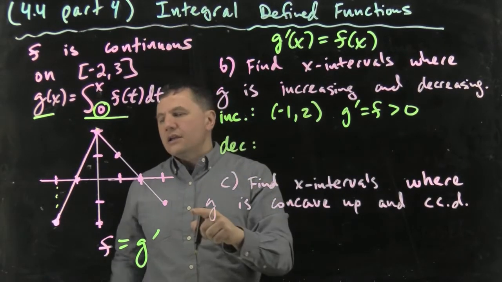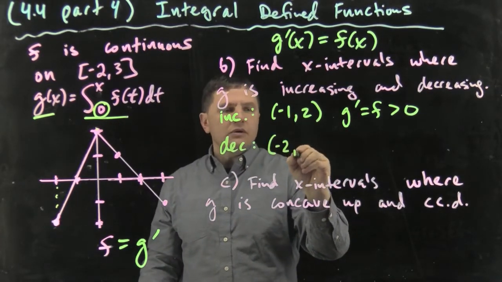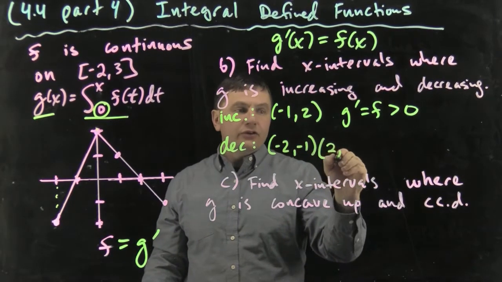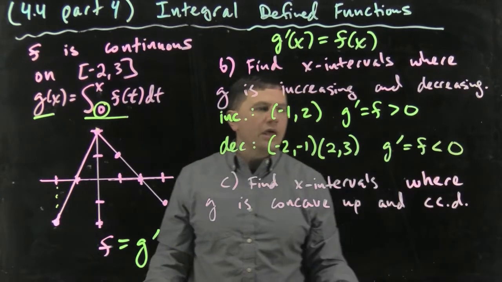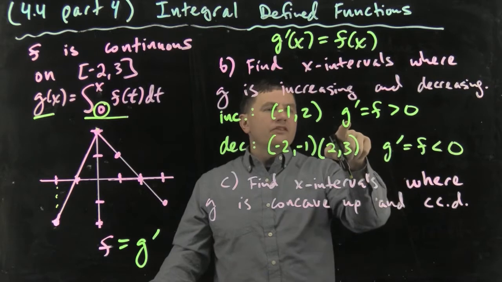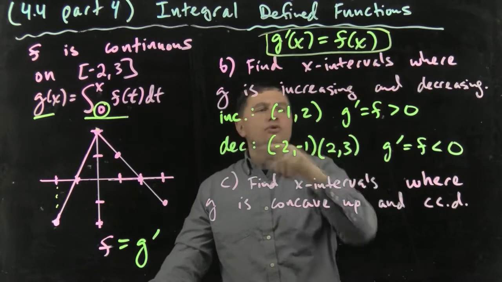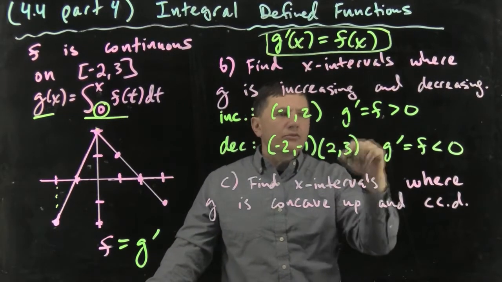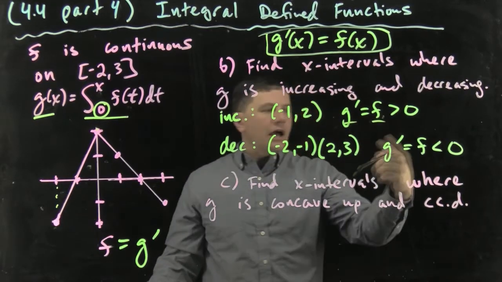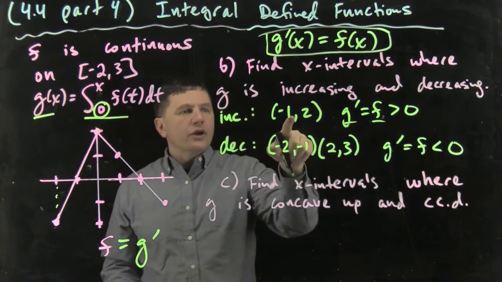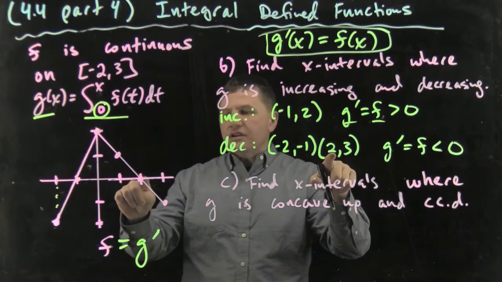Decreasing, okay? Decreasing, we have two places where the derivative is less than 0. So that's going to be -2 to -1, and then 2 to 3, and that is because g prime is equal to f is less than 0. And you do have to have that justification. This is a little redundant. I keep writing g prime is equal to f. Technically, once we make this connection, you could use either one. You could say g prime is greater than 0. You could say f is greater than 0. Once we say they're equal, we could use those interchangeably. I'll write them both because both are acceptable. Okay, so increasing -1 to 2, decreasing -2 to -1, and then decreasing from 2 to 3.